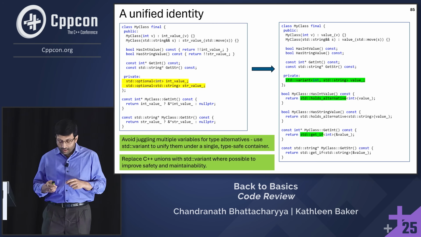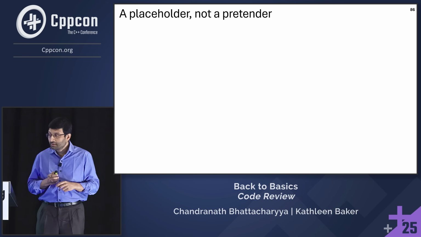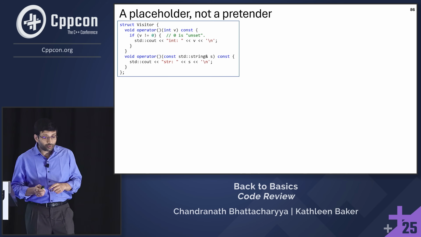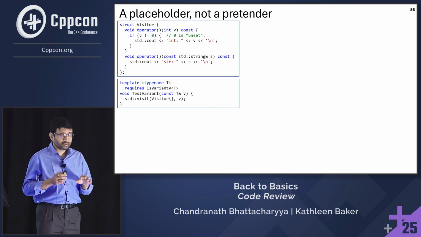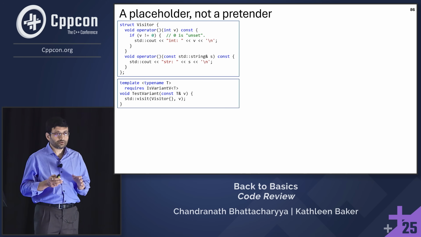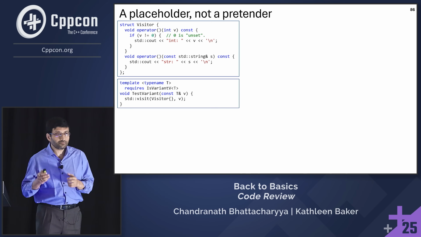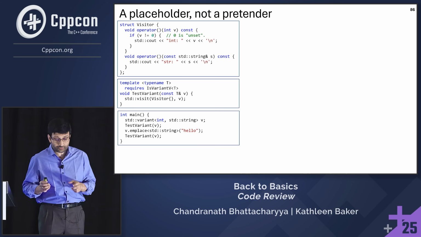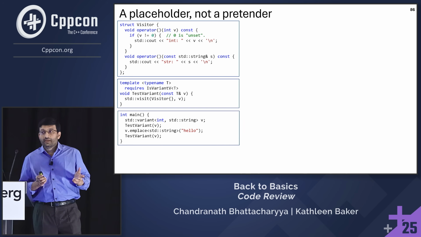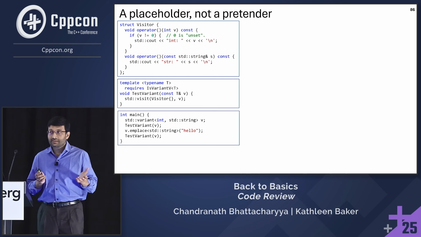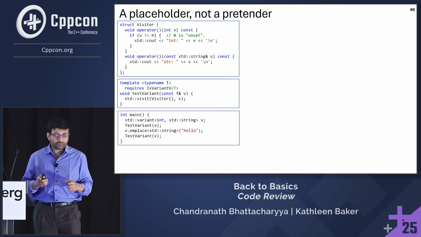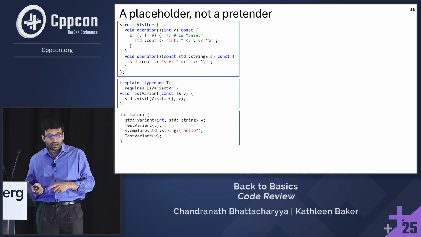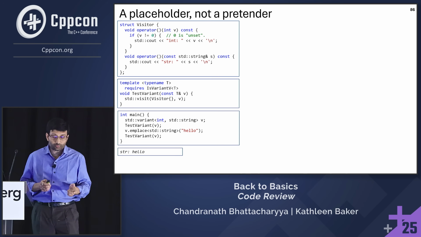Moving on to our next scenario, a placeholder, not a pretender. I'm creating a visitor because I want to use it with a variant. Then there's a test variant function which just calls visit with the visitor for the variant that is passed in, and here's the actual code. So you have main, which creates a variant of int and string, calls test variant on it, and then finally changes the type using emplace from integer to string, and calls test variant again. And here is the output that you see.